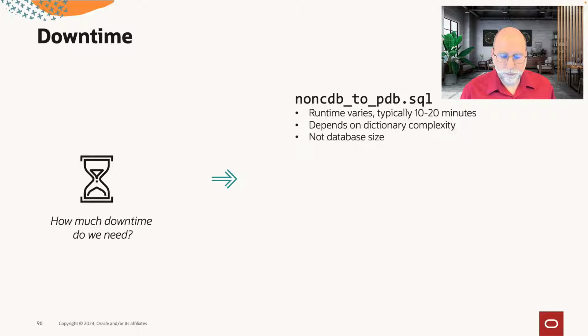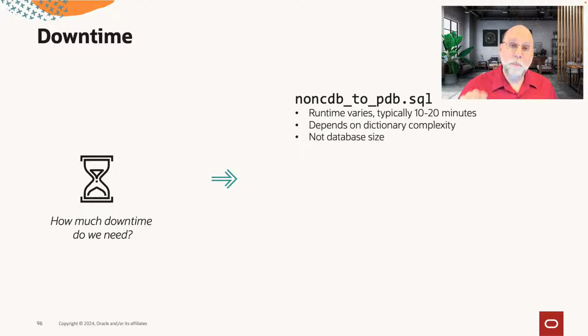Last bit on migration to multi-tenant. The question that is on everybody's mind the first time they approach this is, how long is this going to take? How much downtime do I need to convert my database to a PDB? And the answer, it depends. It's Oracle. The answer is always, it depends, right? But in this case, we can give you a range. It's typically somewhere between 10 and 20 minutes by the time you do all of this.